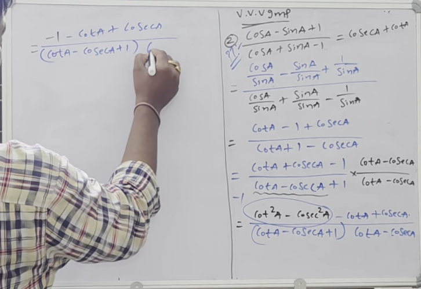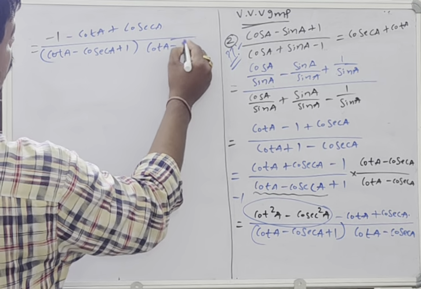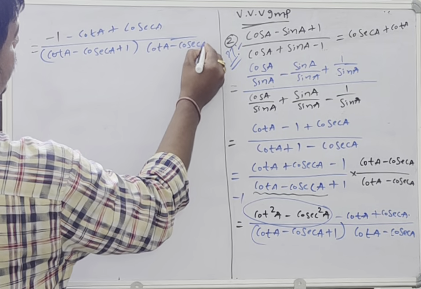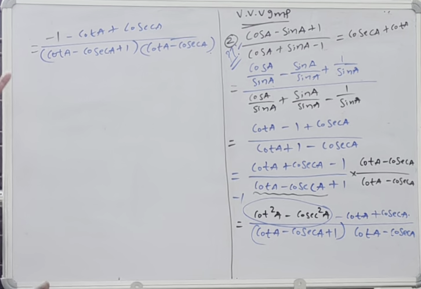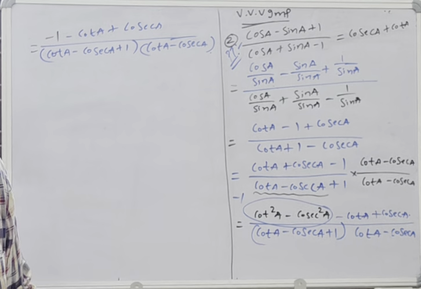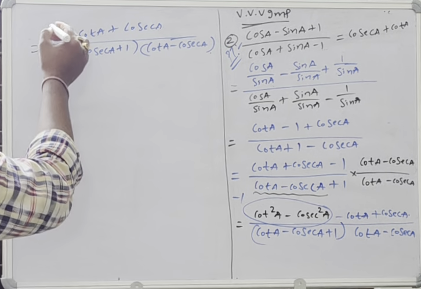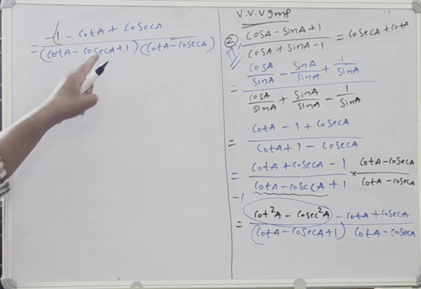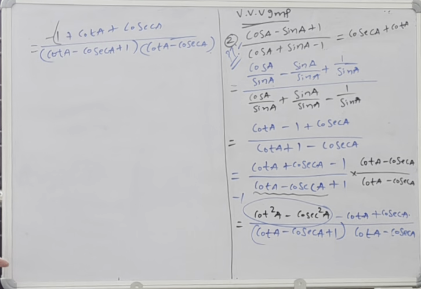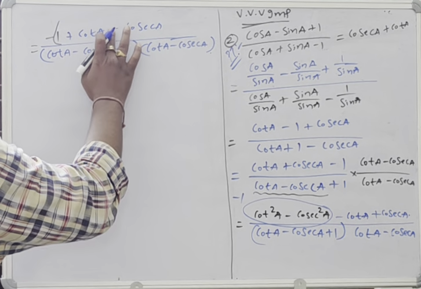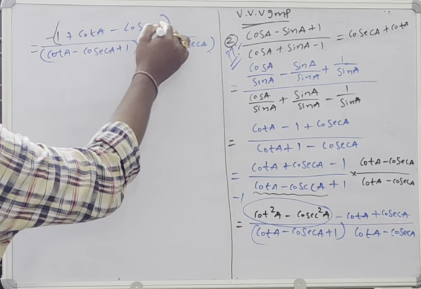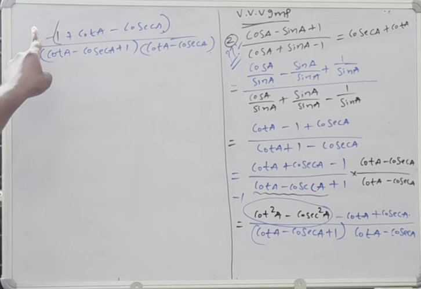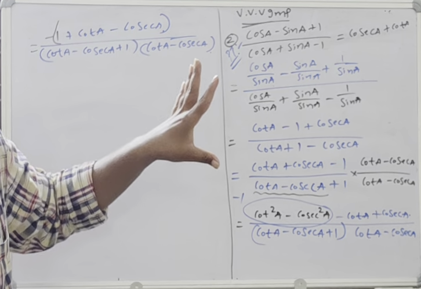Next, cot A minus cosecant A. Now I'll do one small correction. I'll take out minus common. When I take out minus common, this will become plus, and this is also going to become plus, and this is going to become minus. Only one thing I did, I took out minus common. If you multiply, you'll get the previous step back.